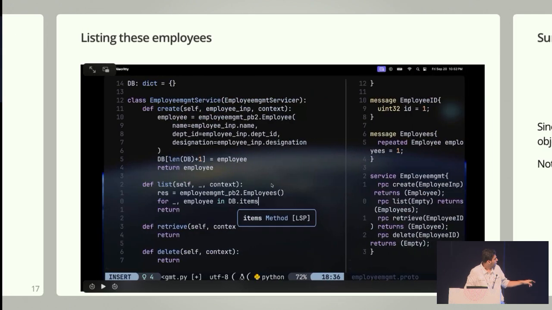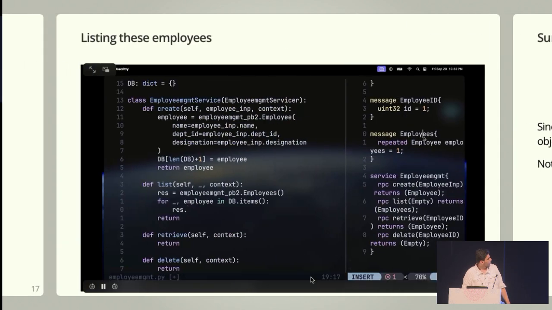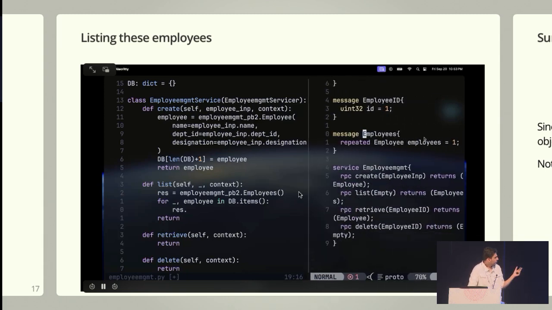So that's what we're going to do. I created an employee_pb2.employees. So if you see this employee management pb2, this import was auto added by QuickGrpc, which is a reference to the code that protoc has generated. We'll take a look at that under site-packages soon. So I'm just iterating through the dictionary and adding it to employee. So res is the employees object, and to that there's a field called employee, right?